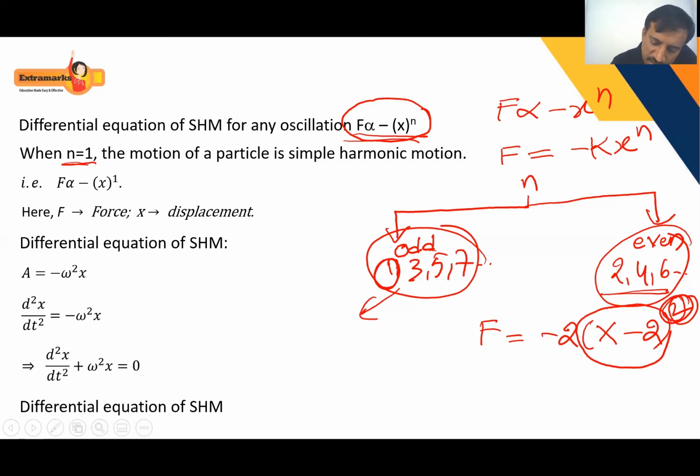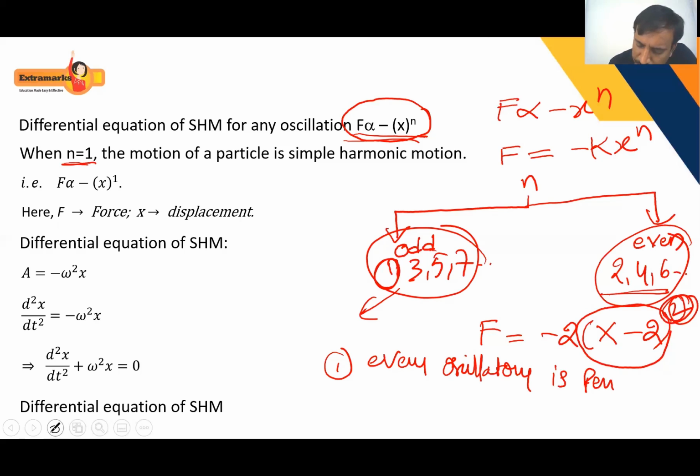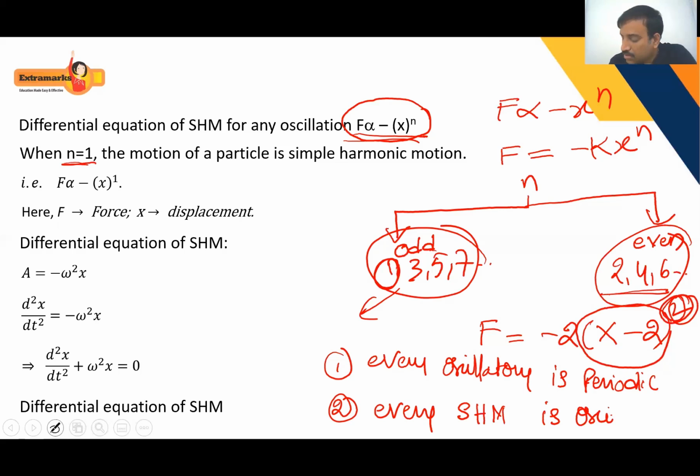These are the two statements. Let me write here. Every oscillatory is periodic, vice versa is not true, and every SHM is oscillatory.